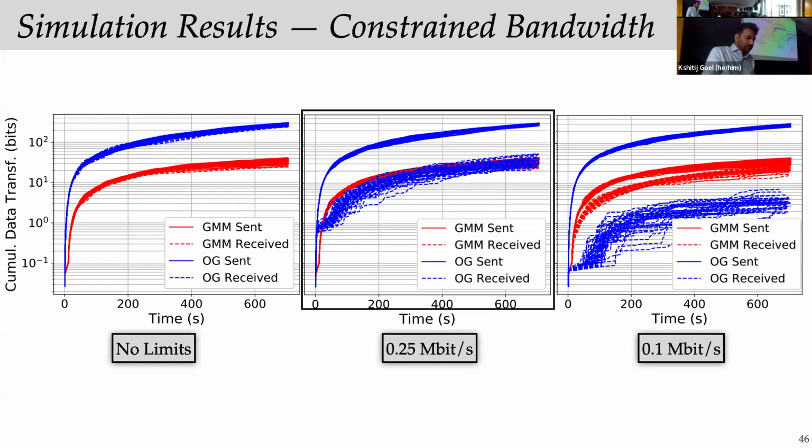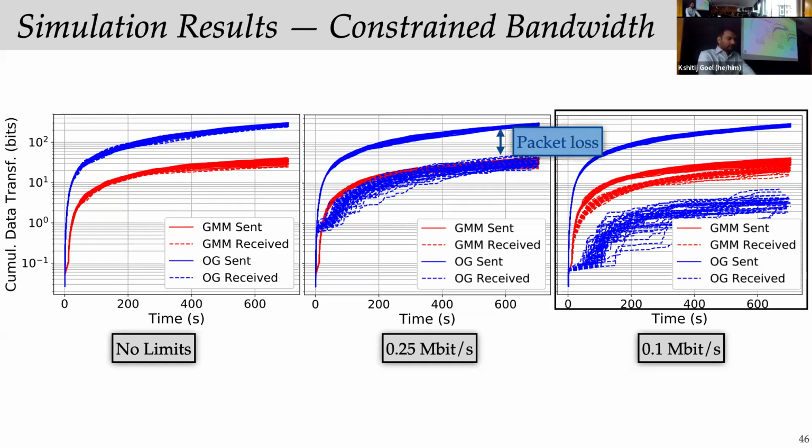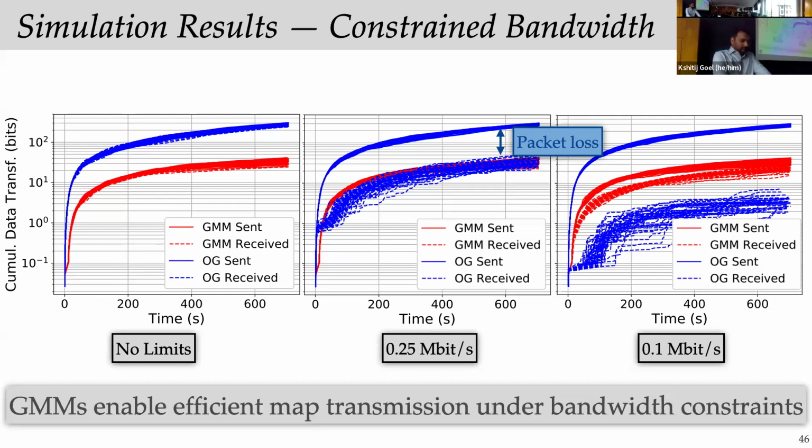But when we constrain the bandwidth in the middle to 0.25 megabits per second, we observe that packets are lost in the occupancy grid case. The received packets are far below the sent packets. In contrast, the GMM approach remains unaffected by this level of bandwidth constraint. If we constrain the bandwidth further, we observe some amount of packets on the GMM map front being dropped, but not as much as the occupancy grid mapping case. The takeaway here is that GMMs can enable efficient map transmission under bandwidth constraints.